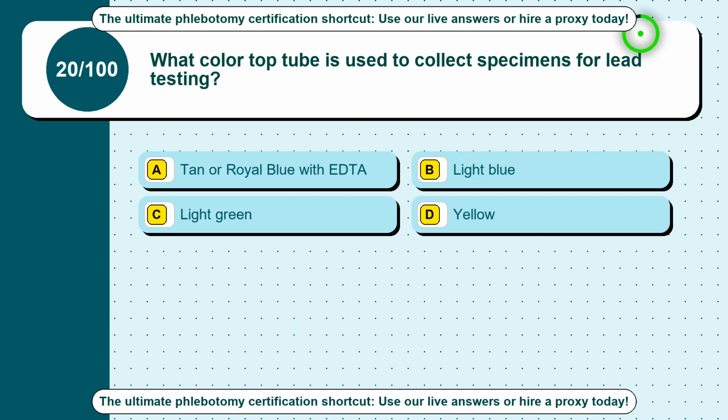Question 20. What color top tube is used to collect specimens for lead testing? Option A. Tan or royal blue with EDTA. Option B. Light blue. Option C. Light green. Option D. Yellow.